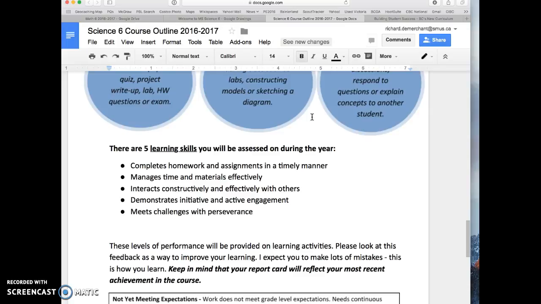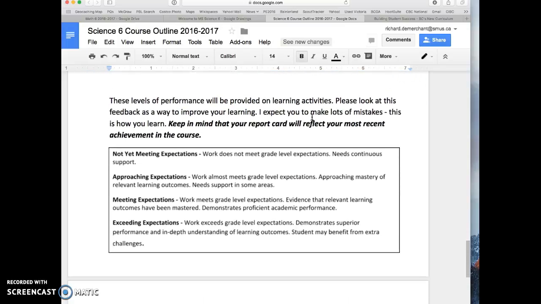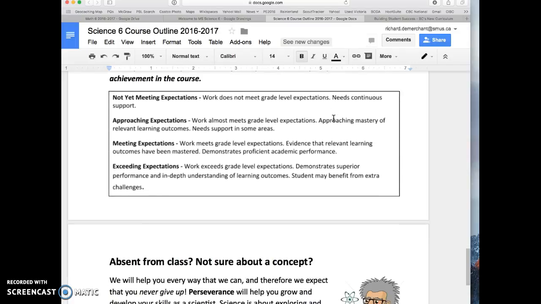Now, in terms of how we're going to reflect how well you do that, we're looking for growth over time. So are you not yet meeting expectations? Are you approaching expectations? Have you met the expectations at a grade 6 level, or are you exceeding? You'll become more familiar with these as the year goes on, but we want to make sure that you show growth over the year. We all grow at different rates, and it's not about being the fastest. It's about growing as much as you can and learning as much as you can over the year.